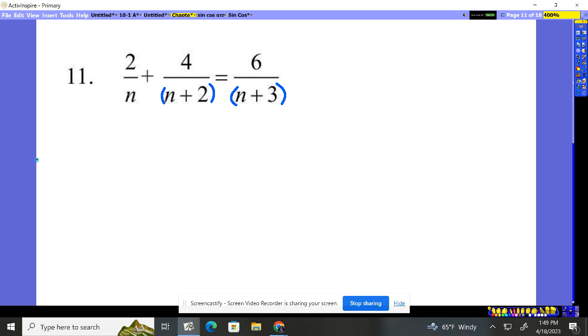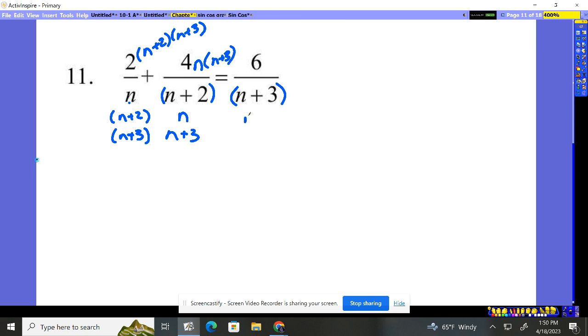So let's start with this n. He needs an n plus 2, and he needs an n plus 3. So this top is going to get multiplied by an n plus 2 and an n plus 3. All right, the n plus 2 needs to be multiplied by an n, so he's going to get multiplied by an n. And he needs to be multiplied by that n plus 3. So he's also going to get multiplied by an n plus 3.